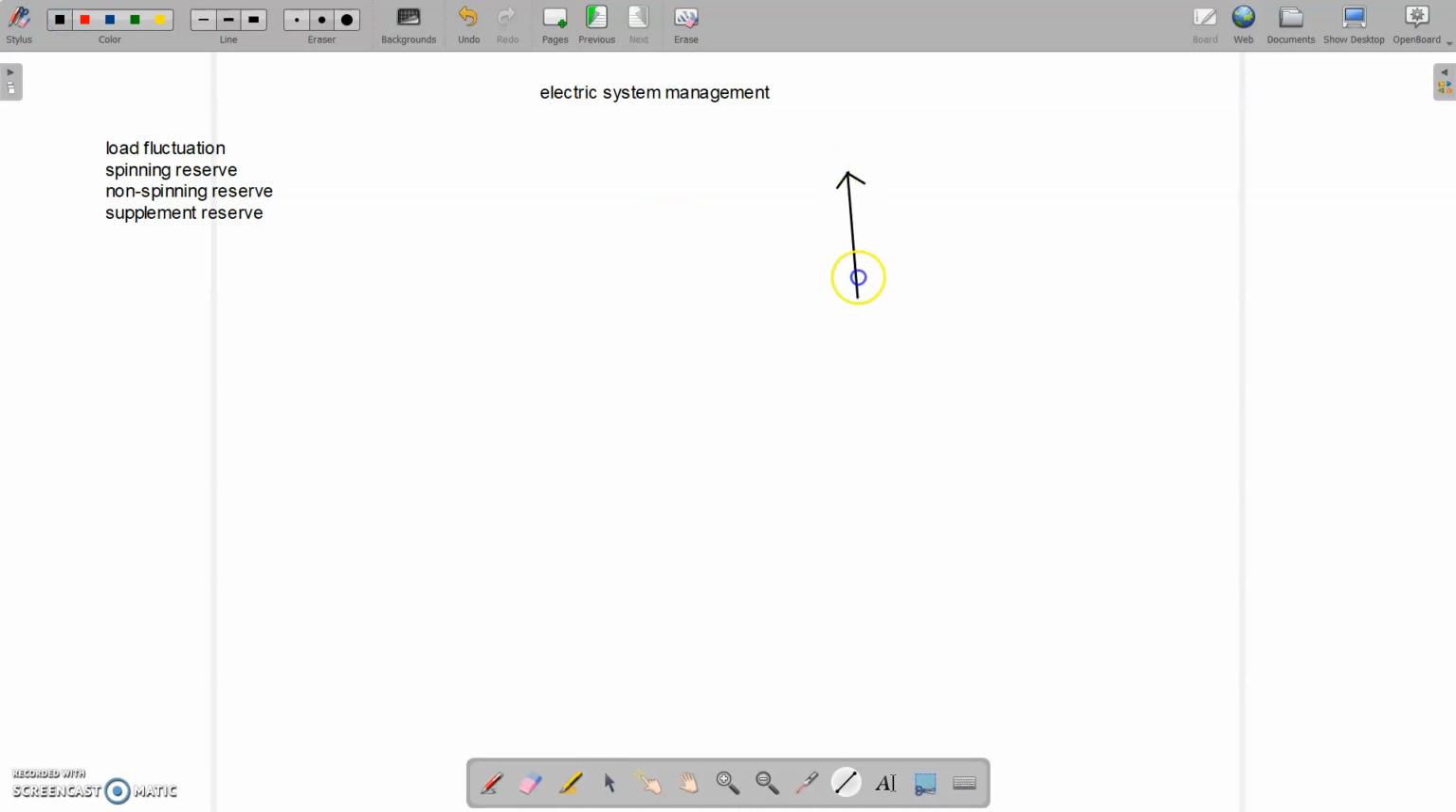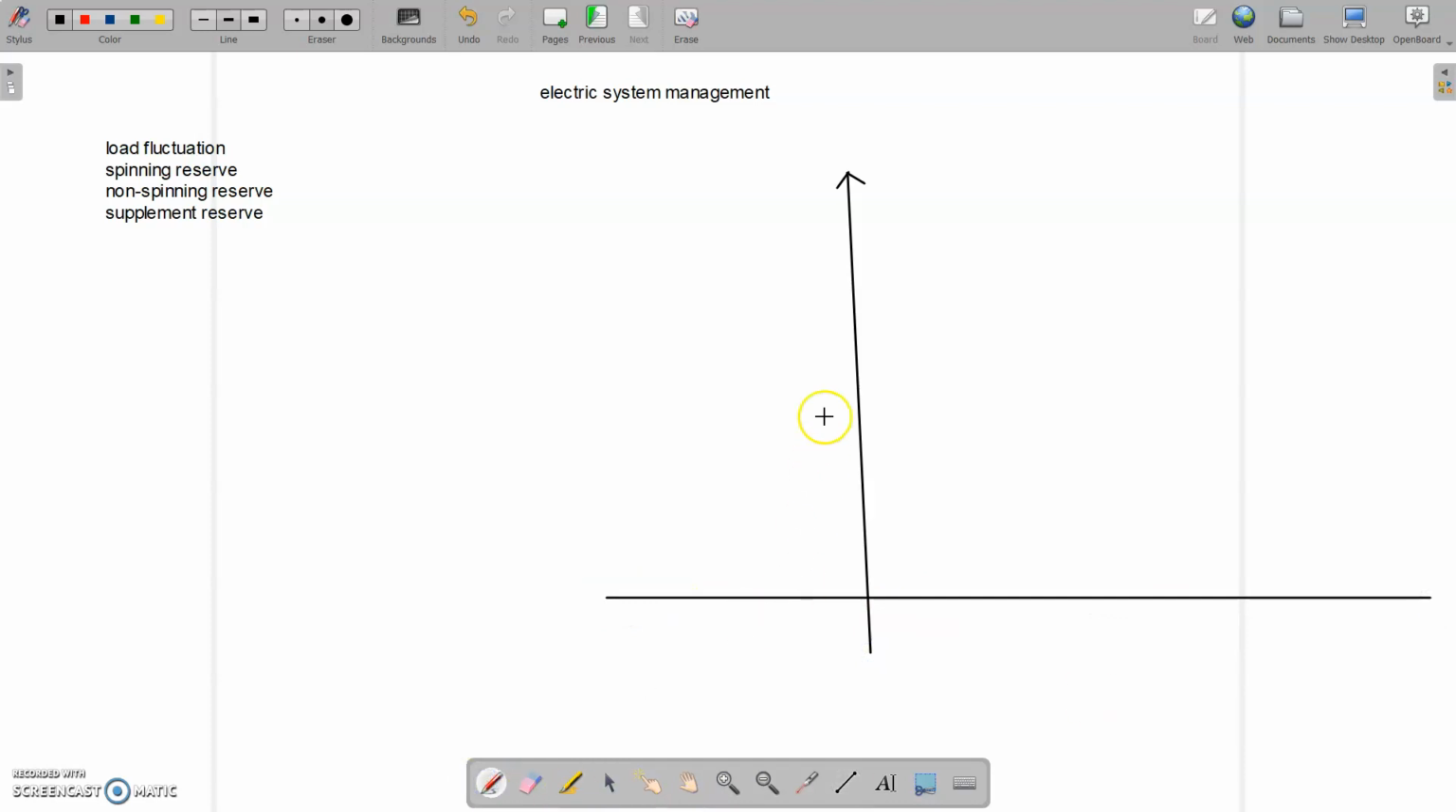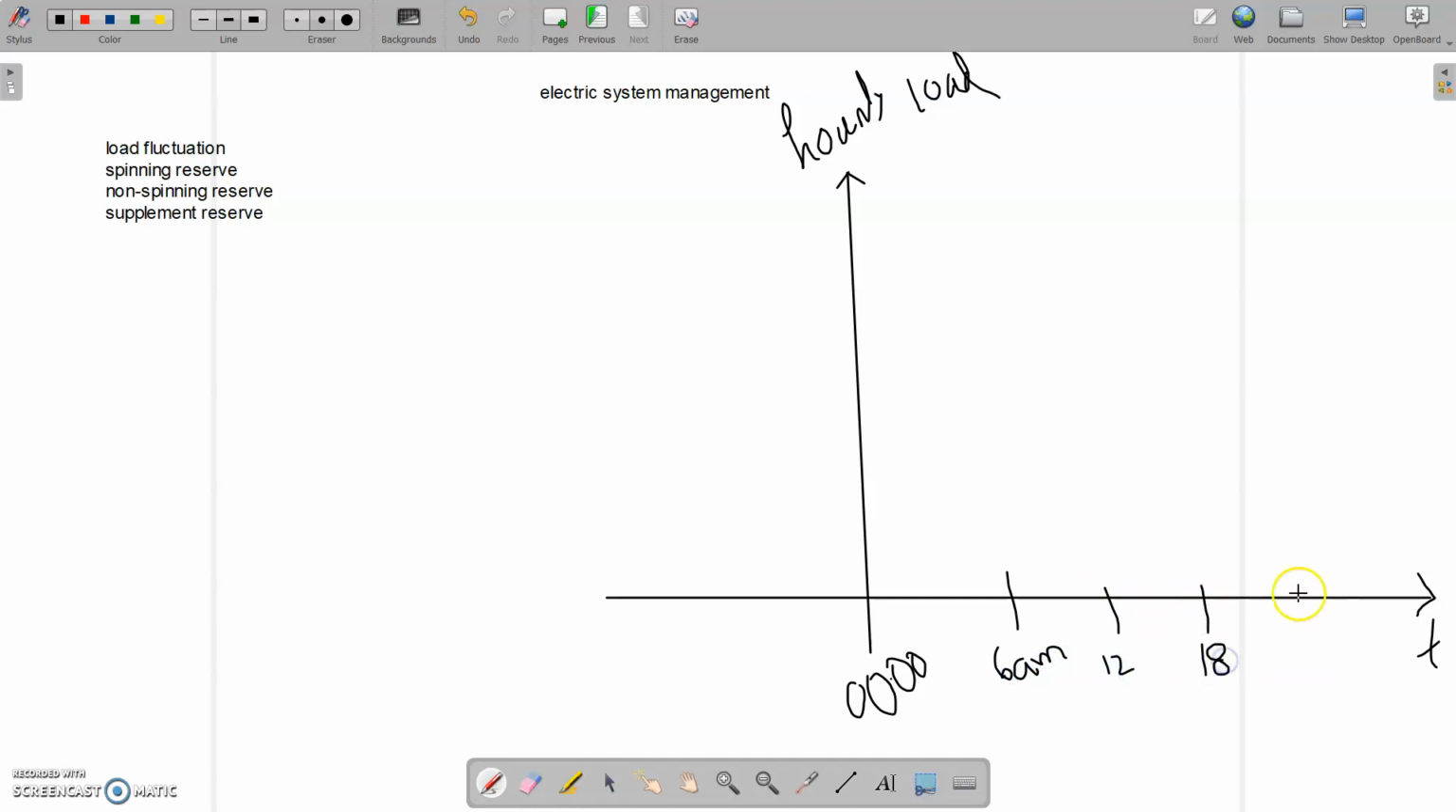So, if I try to plot a curve this way, a load curve, this is the hourly load I want to plot, and this is time per day. Say for example, this is my 00, start of the day. I am at 6 a.m., then 12, then 18, then 24. Now, at 12 p.m. the load can be a little bit higher, but gradually at 2, 3, the load gradually decreases.